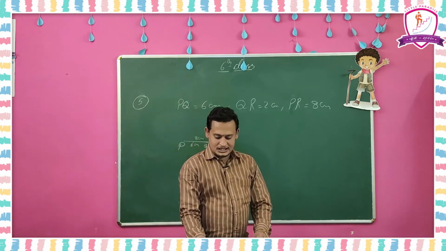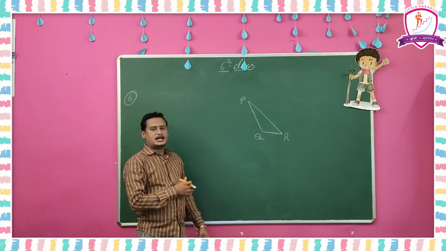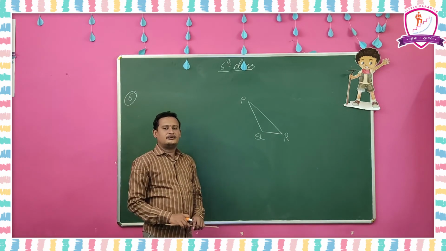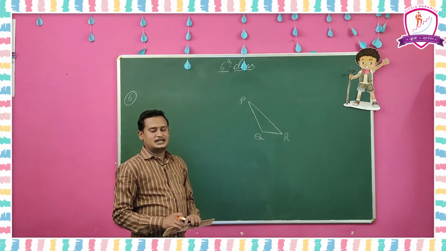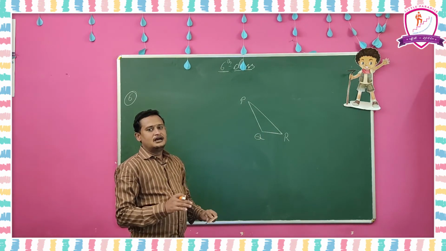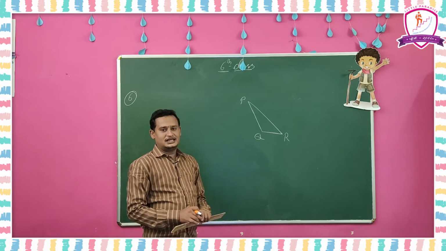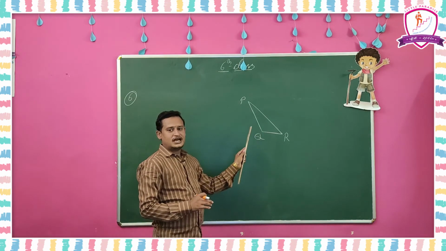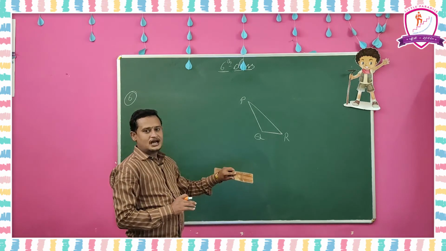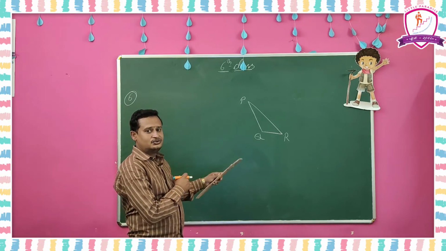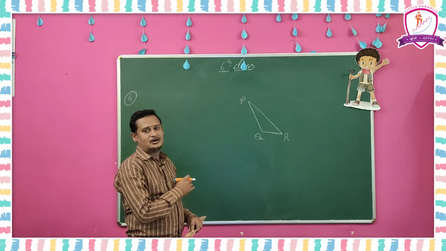And next, the sixth one. In the sixth one a triangle is given. First we have to find the measures of the 3 sides. Then we have to check one condition here: the sum of any 2 sides must be greater than the third side. So, first we have to add any 2 sides and check whether the sum of the 2 sides is greater than the third side or not.